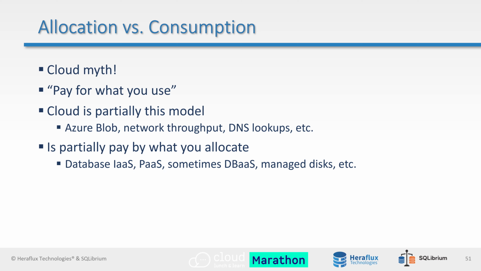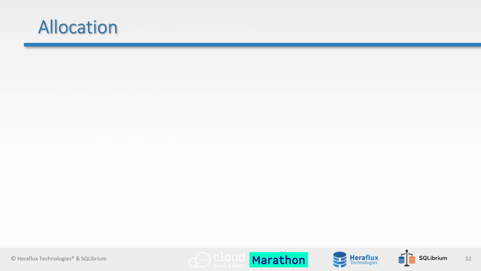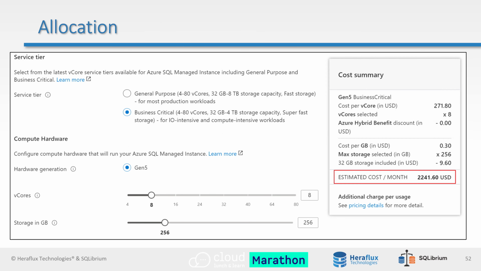Database IaaS, platform as a service, sometimes database as a service, managed disk. If you go provision a 32 core Azure SQL managed instance and then forget about it, you are going to get paid for that whether you use it or not. So it is literally pay by what you allocate and not necessarily pay for what you use. So we got to be smart about this.